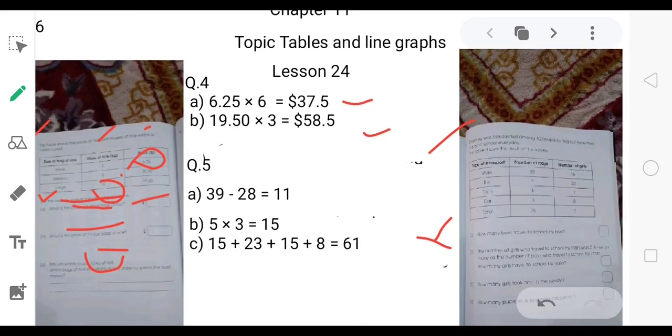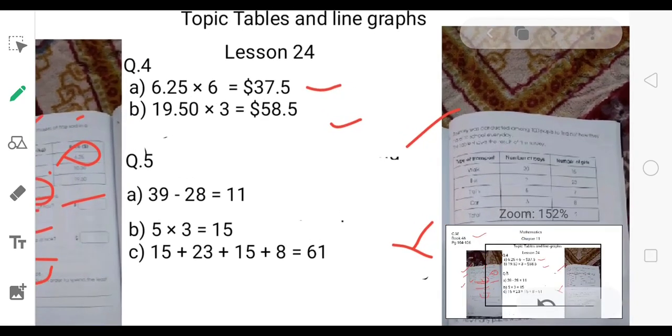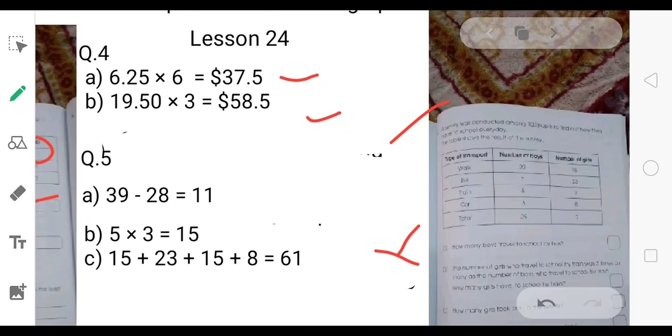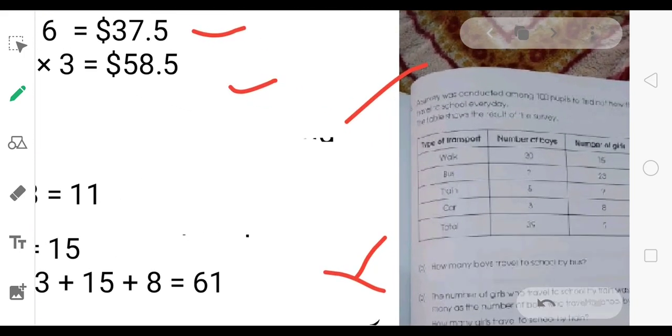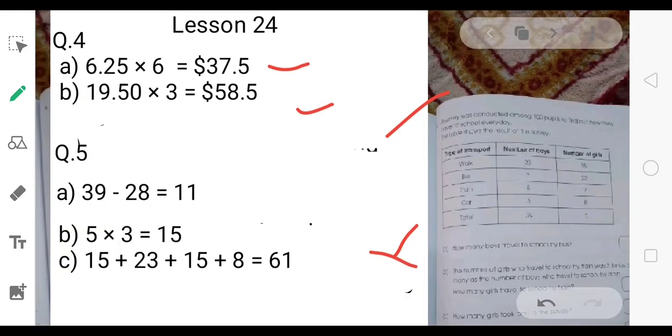Type of transport, walk. How many boys go for a walk? That is 20. And how many girls go for a walk? That is 15. Again, how many boys go by bus? You have to find it. And how many girls use the bus for transport? That is 20. Okay, train: boys 5, girls you have to find it. Cars: boys 3, and girls you have to find it.